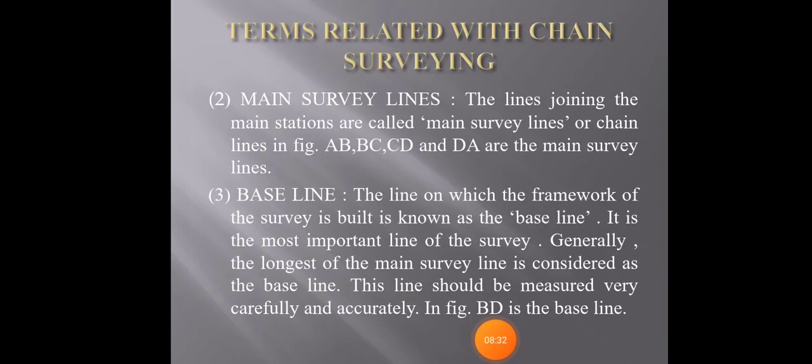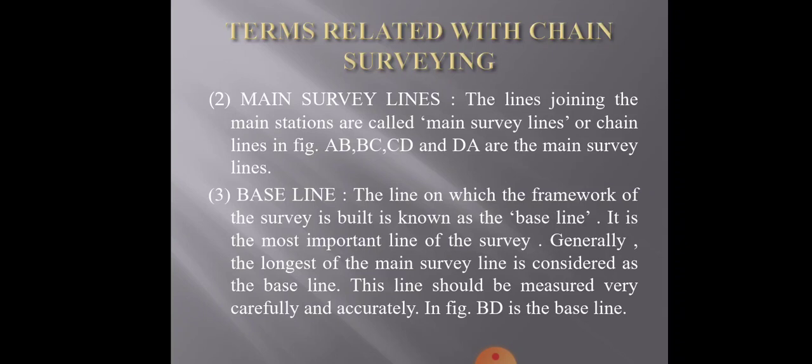Now next, main survey line. The main stations are A, B, C, D. The lines joining the main stations are called main survey line or chain survey line. In the sketch diagram for terms related with chain surveying, AB, BC, CD and DA are the main survey lines.